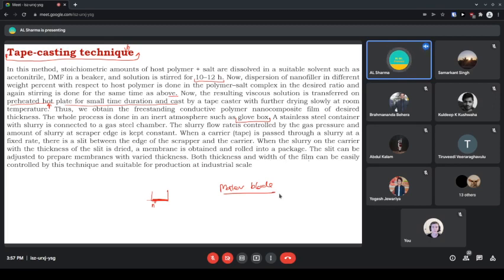Both thickness and width of the films can be easily controlled by these techniques, and they are suitable for production at industrial scale. I think you got the points if you have gone through point by point. Or does anyone have any query?